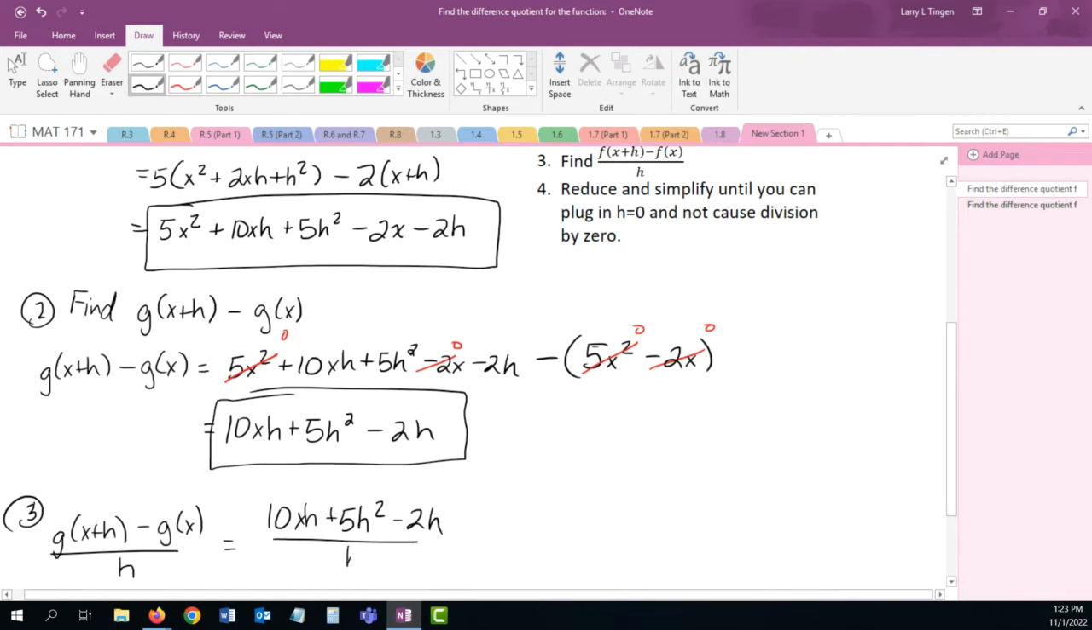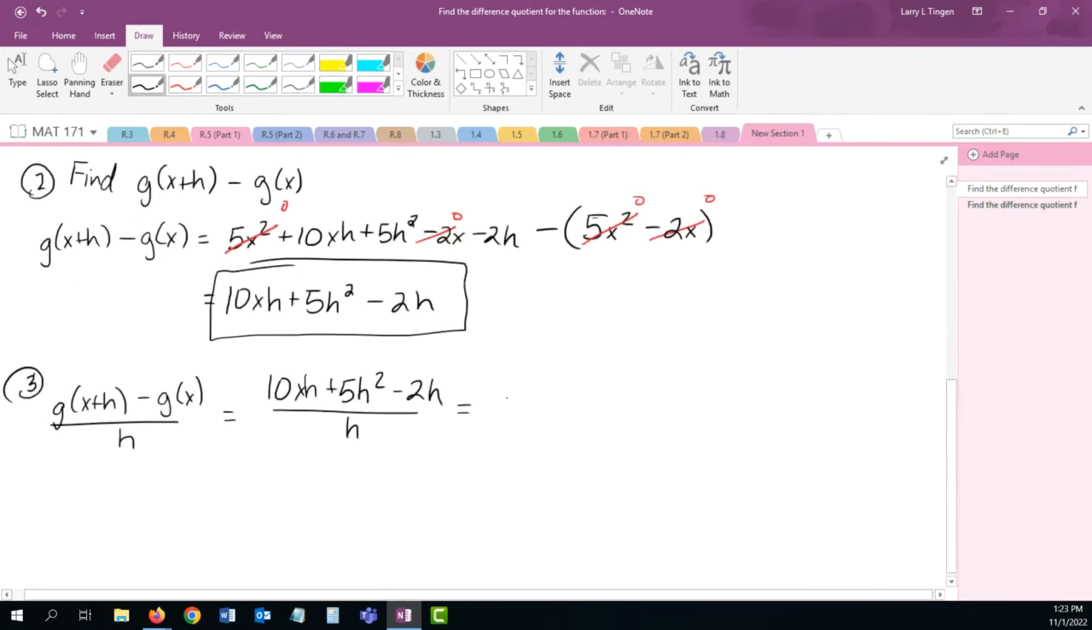And then the denominator, the difference quotient, is just h. And again, if I did this right, everything in the numerator has a factor of h. So I'm going to pull one of those h's out and divide. And now I'm left with 10x plus 5h minus 2.